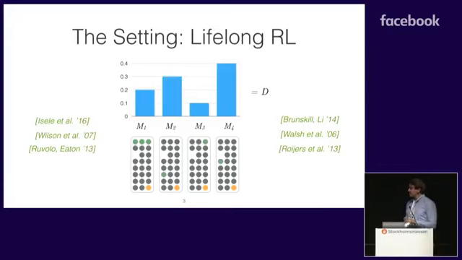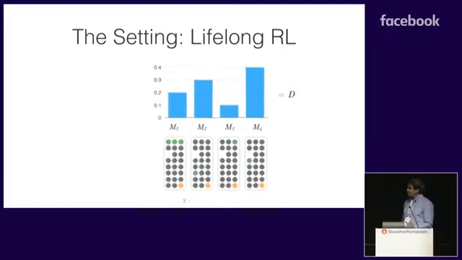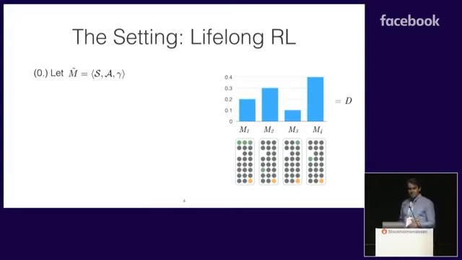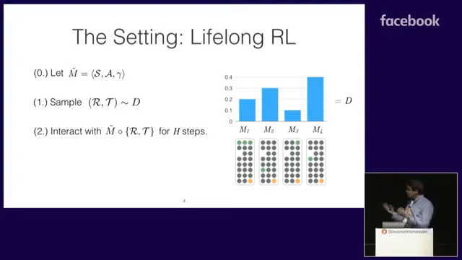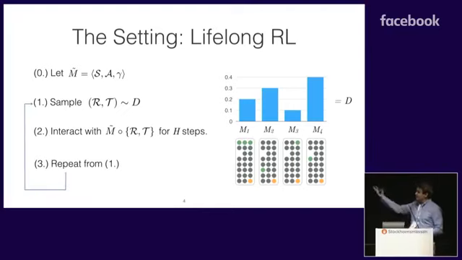The particular setting we focus on is that of lifelong reinforcement learning, where we suppose we have a fixed distribution D over possible MDPs. In particular, we suppose that the state action space of all MDPs in this distribution is fixed, as well as gamma. That means when we sample from this distribution, we're going to get a reward function and transition function. Then we give the resulting MDP to some agent to interact with for some number of steps, and then we repeat this process for the rest of the agent's lifetime.